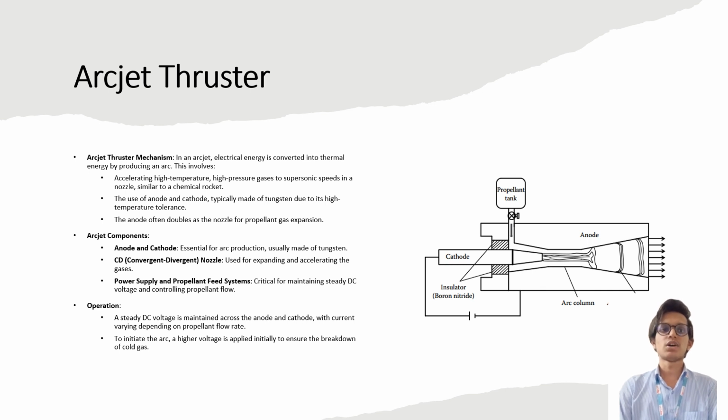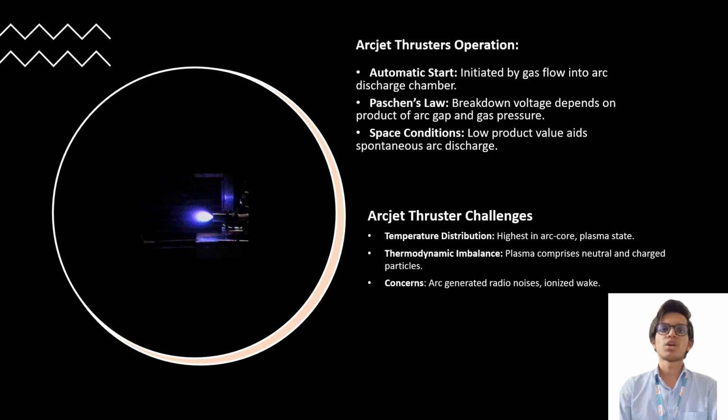So let us see the operation of arc jet thrusters. The operation of arc jet thrusters involves maintaining a steady DC voltage across the anode and cathode. To initiate the arc, a higher voltage is applied initially, ensuring the breakdown of cold gas. Automatic start is triggered by the gas flow into the arc discharge chamber. Paschen's law dictates the breakdown voltage depending upon the product of arc gap and gas pressure. In space conditions, a low product value aids spontaneous arc discharge.